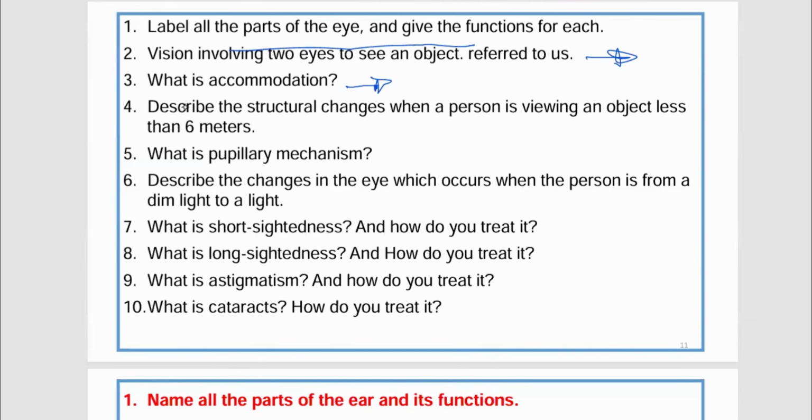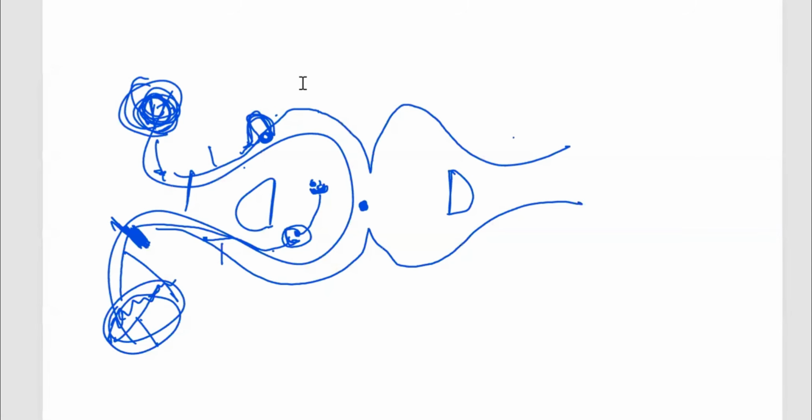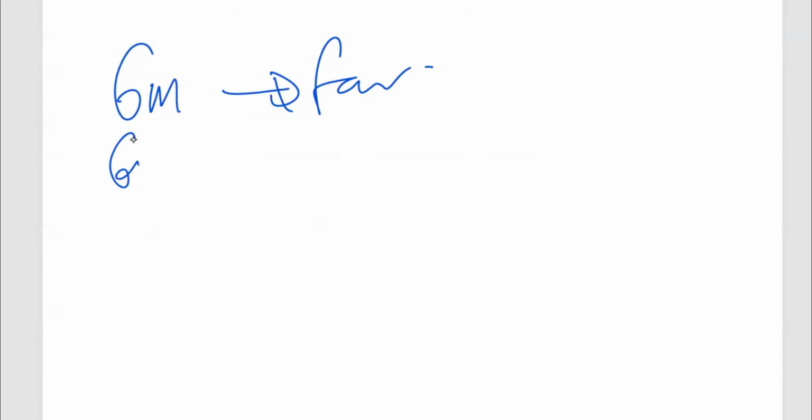So now we need to understand the structural changes which happen when someone is viewing a near object or a far object, which we call accommodation. And then you also see what is the mechanism. When it comes to accommodation, there are a few things which you need to understand and remember. Any object which is more than 6 meters, we regard as a far object. Any object less than 6 meters, we call a nearby object.